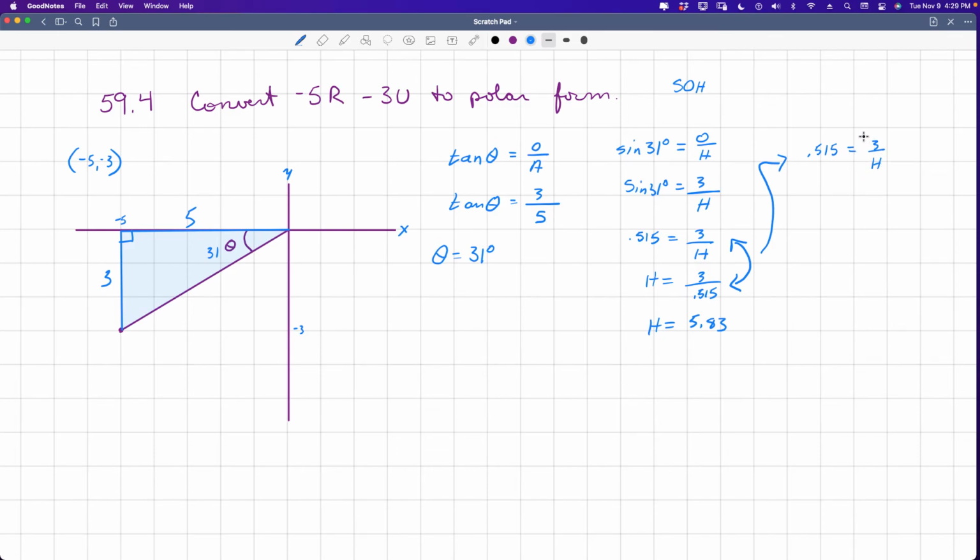We know that we can multiply both sides by H, right? These would cancel out and we'd be left with H times 0.515 equals 3. Well, now we can divide both sides because it's a factor by 0.515, and then this would cancel out. So H would then be equal to 3 divided by 0.515. So that's what we did just by flipping that around, okay? We just skipped a couple steps.